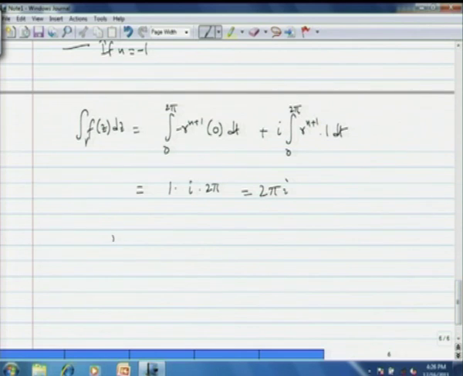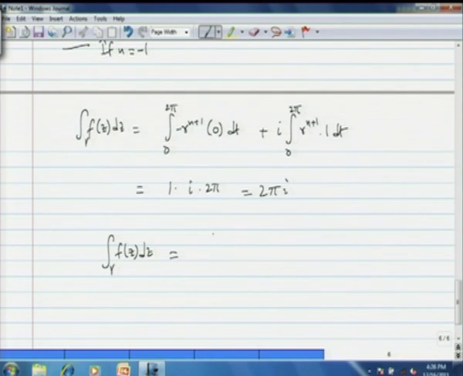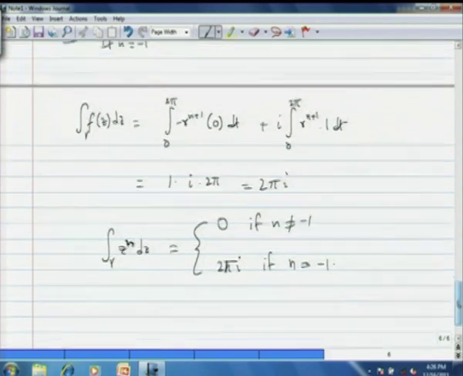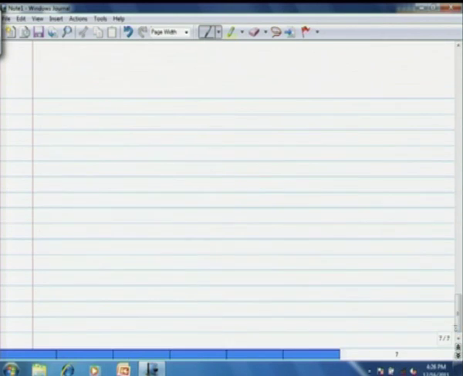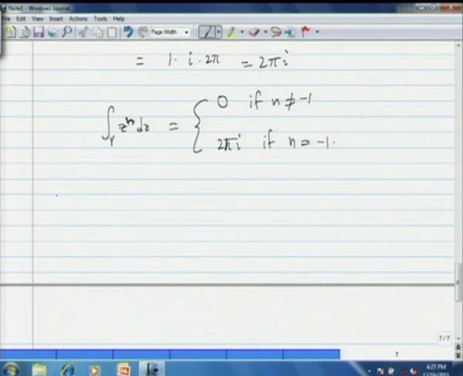So, the contour integral of f(z) dz, where the contour is a circle of radius r centered at 0, and f is z power n. Let me write z power n instead of f. The integral of z power n dz is equal to 0 if n is not equal to minus 1, and it is equal to 2 pi i if n equals minus 1. Okay. So, this is a very important integral, a fundamental integral.